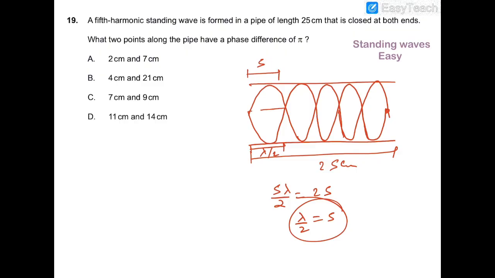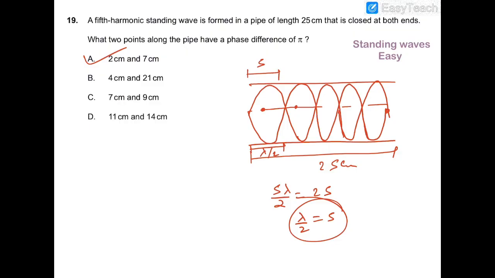So we have to identify those two particles which are in the phase difference of pi. So if we consider these two particles, this is 2 and 7 will be in this. So these are in neighboring loops, so they would have a phase difference of pi. 4 and 21, if we consider 4 and 21, this is 4 and 21 would be in the last one. So these two are out of phase, these two are in phase, these two are out of phase and these two are in phase. So it is wrong.